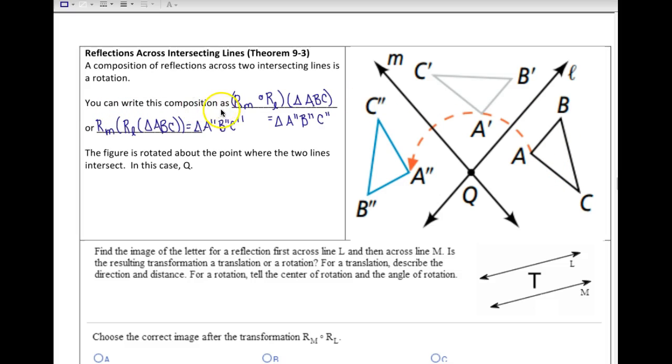You can write this composition as R sub M little circle R sub L of triangle ABC, or R sub M of R sub L of triangle ABC. And this would equal, both of them actually equal triangle A double prime, B double prime, C double prime. The figure is rotated about the point where the two lines intersect. So in this case Q. If it's reflected across two intersecting lines, the center of rotation is the point where the two lines intersect.